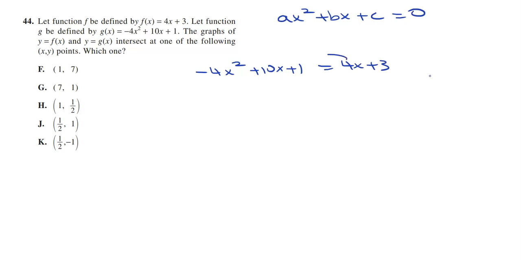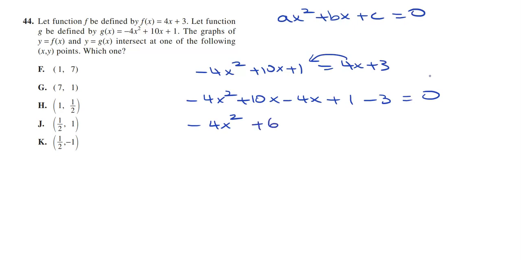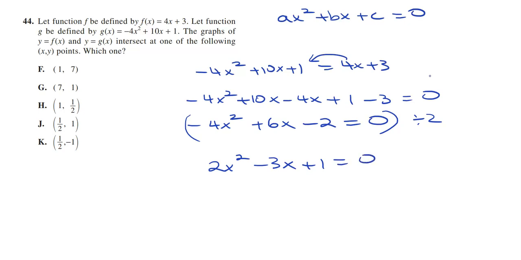So we're going to move 4x over here. So we have negative 4x squared plus 10x minus 4x plus 1 minus 3 equal to 0. So negative 4x squared plus 6x minus 2 equal to 0. And because we have 0 here, let's go ahead and multiply everything by negative, actually divide everything by negative 2. So we're going to have 2x squared minus 3x plus 1 equal to 0.